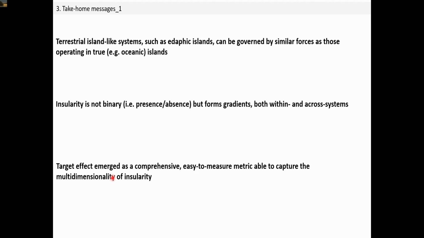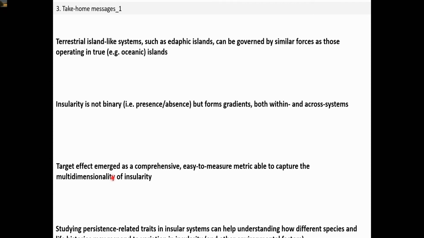And that the target effect emerged as a comprehensive, I would say relatively easy to measure metric. It's not easy to measure absolutely, but in comparison with other metrics, such as stepping stone path or available area. I mean, there are a bunch of metrics which are very, very time consuming, whereas the target effect is basically, as I was saying before, generated by island size and isolation. And therefore, this target effect is able to capture the multidimensionality of insularity as well.